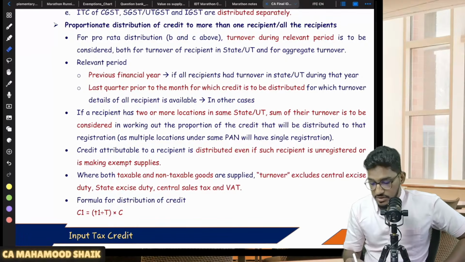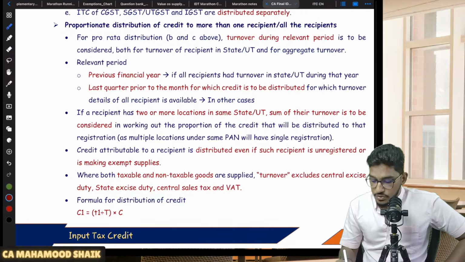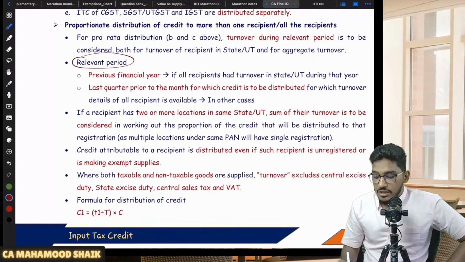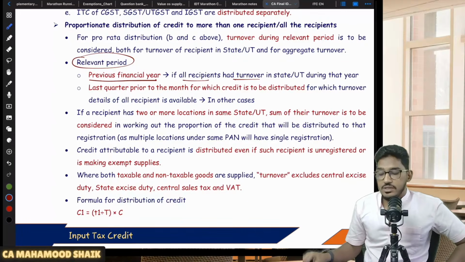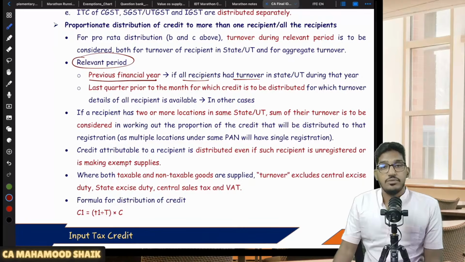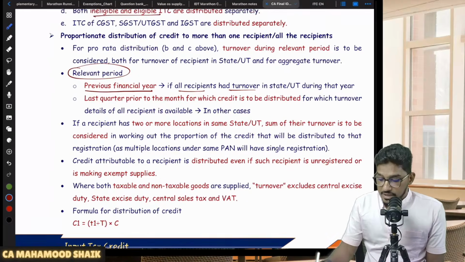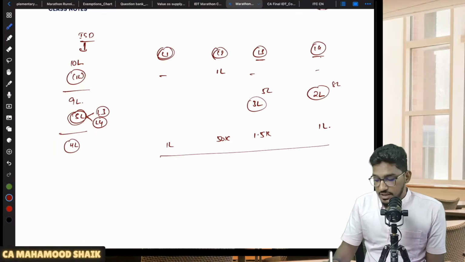This is what we are going to clarify here. For distribution, we have to take the turnover of the relevant period. Sir, what is the relevant period? Turnover of the previous financial year. If all recipients have turnover in a state or union territory in the last financial year, you have to take the last year's turnover. That means if there is a turnover for all the units in the last financial year, take the previous financial year turnover.